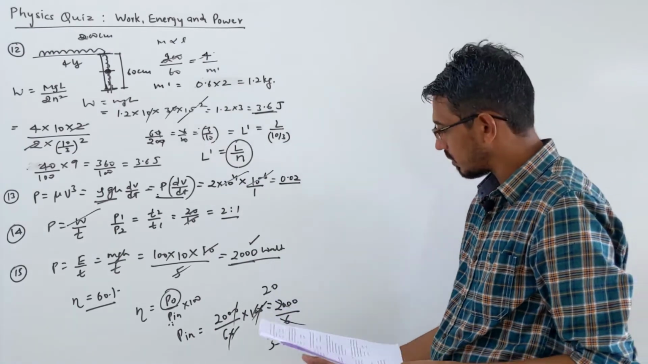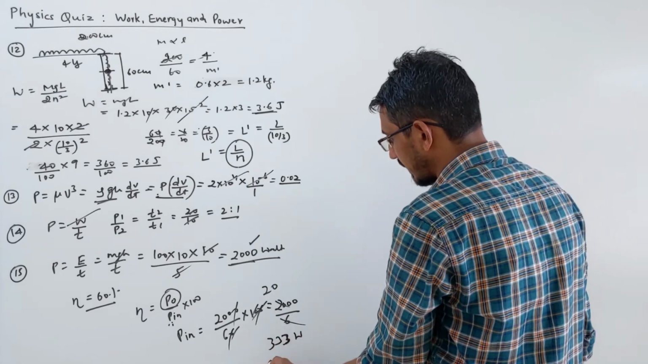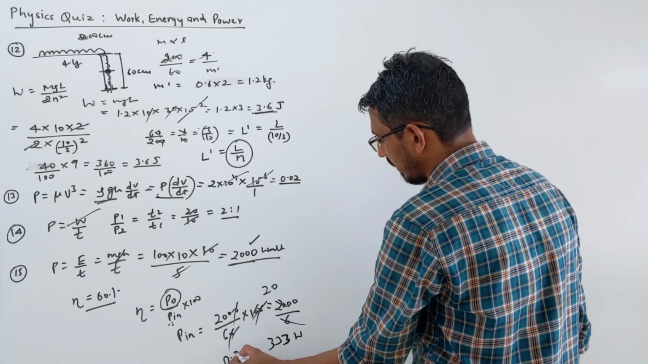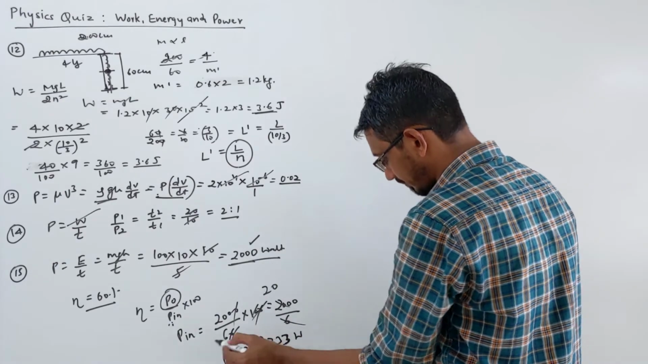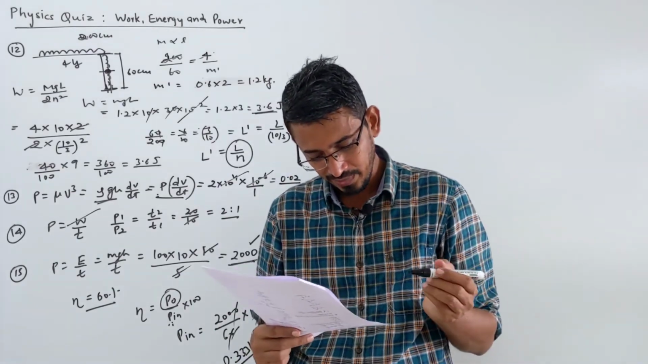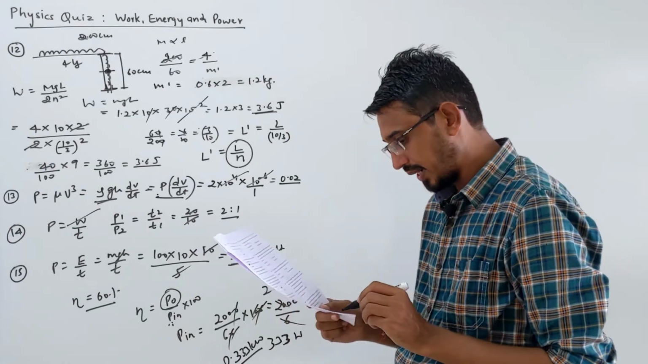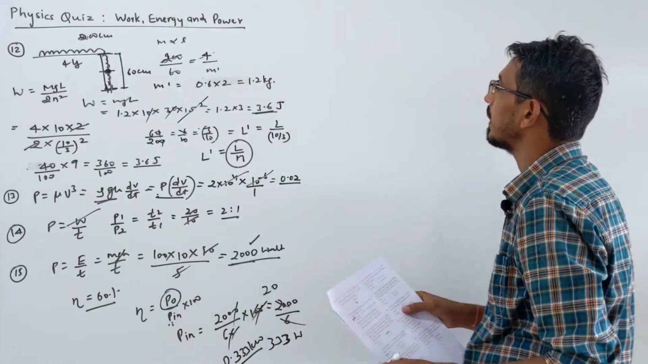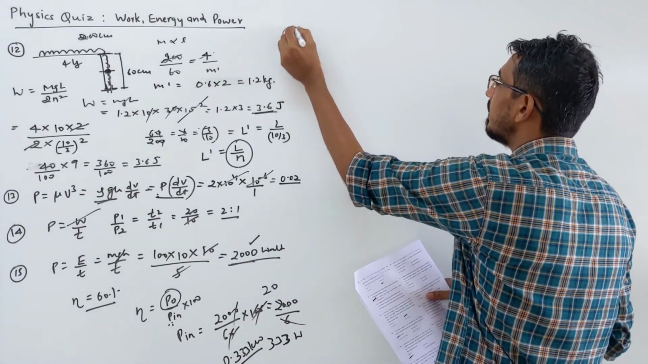So this they wrote in terms of kilowatt. So you can write this simply as 0.333 kilowatt, right? If I do any calculation wrong, please put a comment and tell me. Okay. So I think the answer should be your second option. Moving to problem number 16.